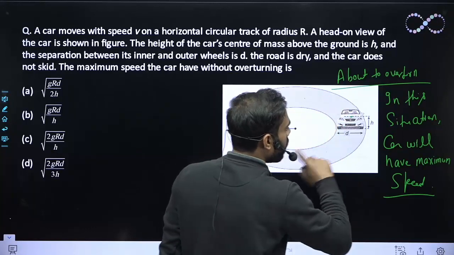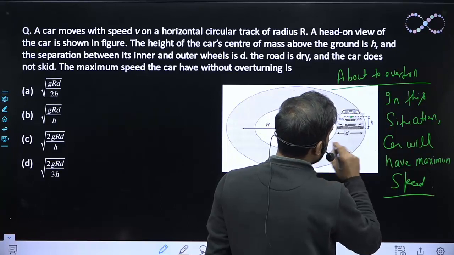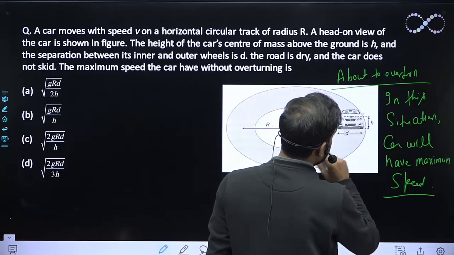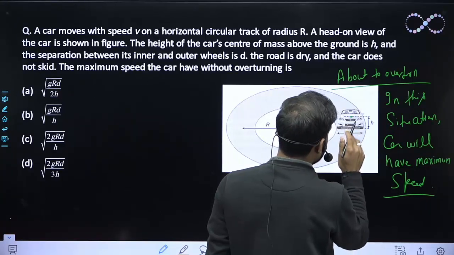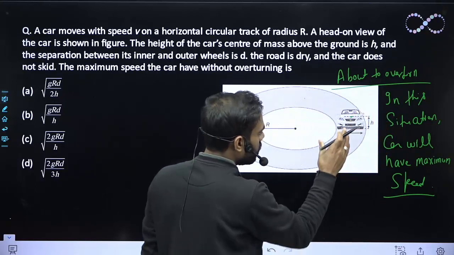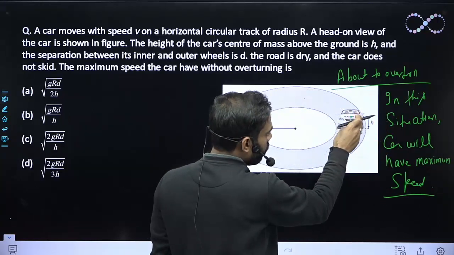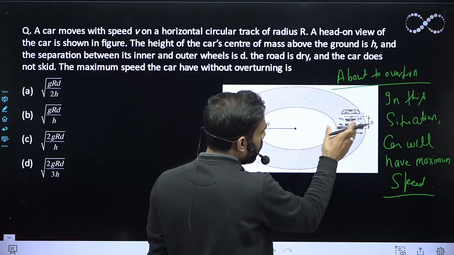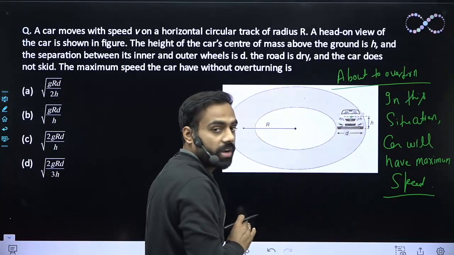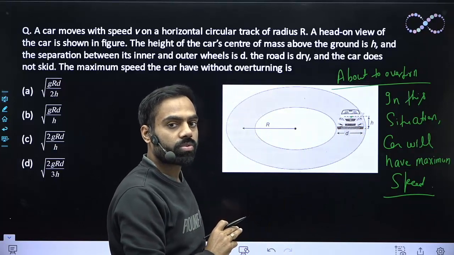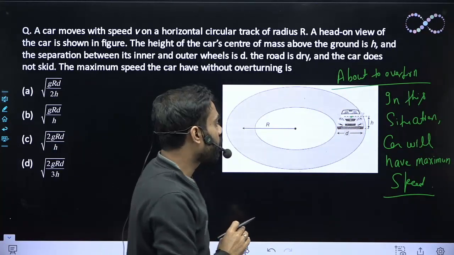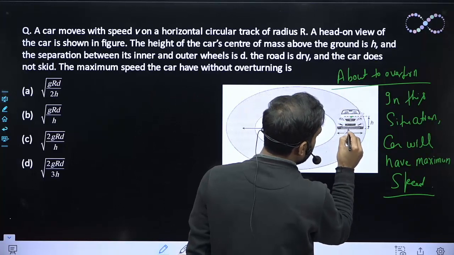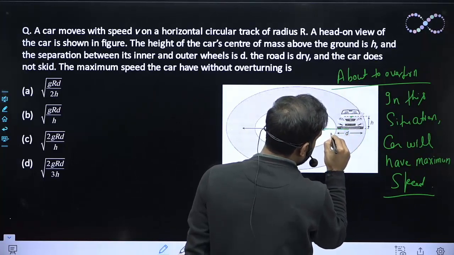So when the car is about to overturn, the friction will act. Since it is moving with velocity v, in circular motion, it needs the centripetal force, and the centripetal force will be provided by the friction. So let us assume the friction is acting like this.